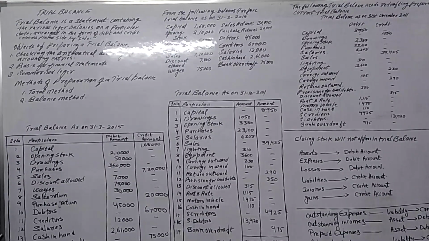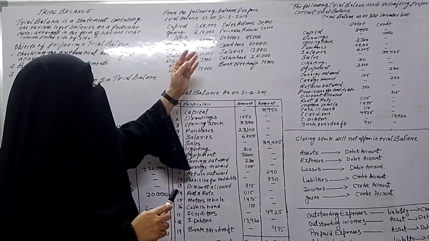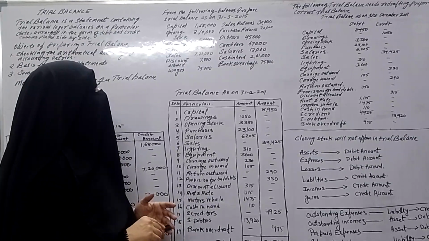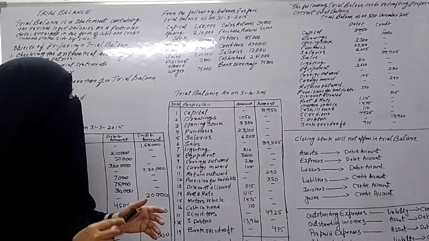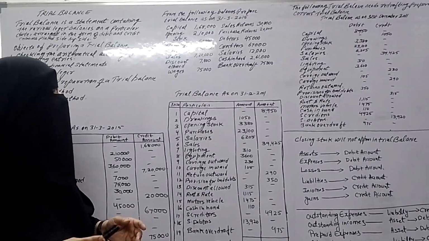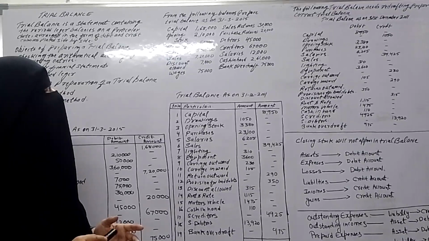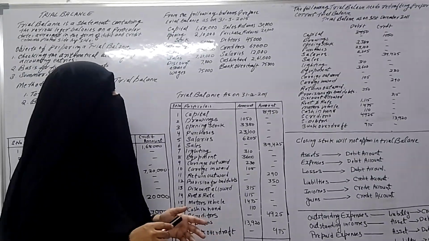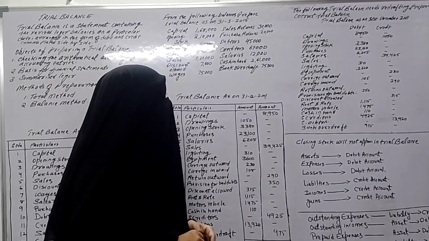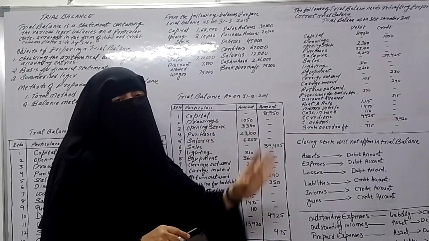Now, the first question is: from the following balances prepare trial balance as on 31st March 2015, and information is given: capital 1,68,000, opening stock 2,10,000, drawings 50,000, purchases 3,60,000, sales 7,20,000, discount allowed 7,000, wages 75,000, sales return 30,000, purchase return 20,000, debtors 45,000, creditors 67,000, salaries 12,000, cash in hand 2,61,000, and last one, bank overdraft 75,000.